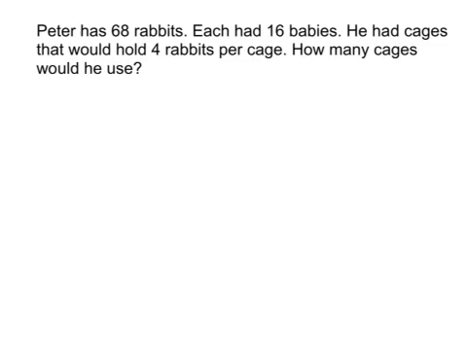Okay, so pause me. Okay, I hope you paused me, because I'm coming back and I'm going to show you now. So if you haven't done it already, pause me and then do it all by yourself. Okay, your first thing you should have done was go, Peter has 68 rabbits, so that's important, 68 rabbits. Each rabbit had 16 babies. Okay, he had cages that would hold 4 rabbits per cage. So how many cages would he use?